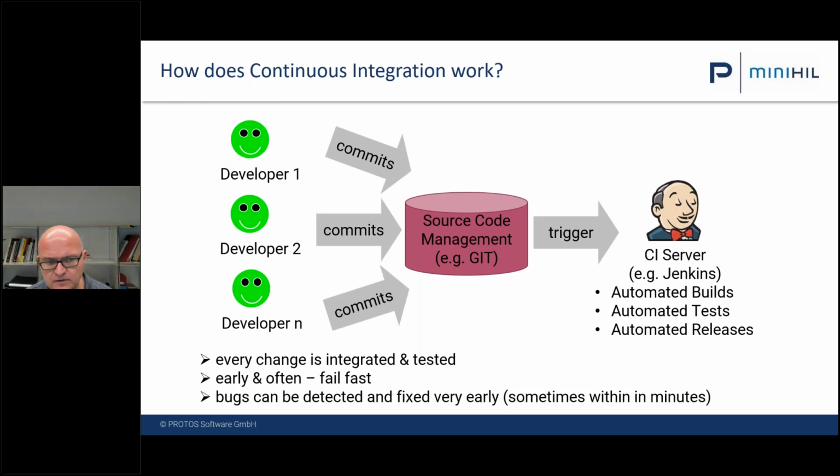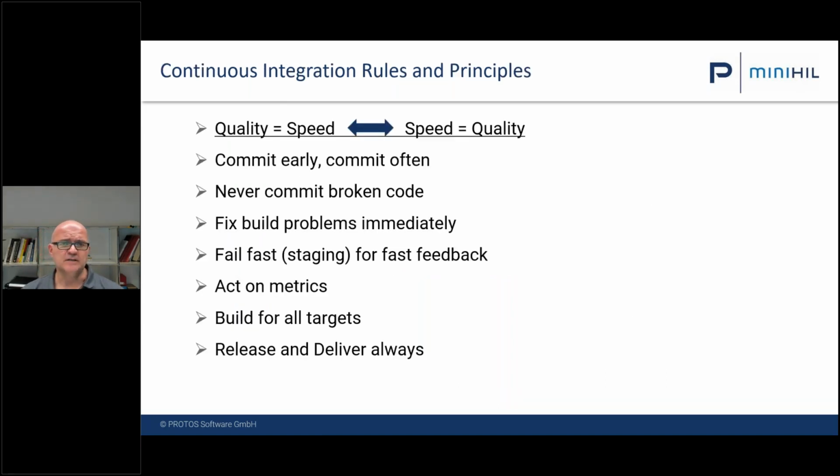Then another thing is commit early, commit often, fail fast. Because if you commit early and often, you give the continuous integration server the chance to fail fast, to run the tests fast. And if you commit every month or so, then you lose the opportunity to fix your bug really fast. So fail fast is important here. Then by doing that, the bugs can be detected and fixed very early, sometimes within minutes. That's very important here. So what are the rules and principles of continuous integration?